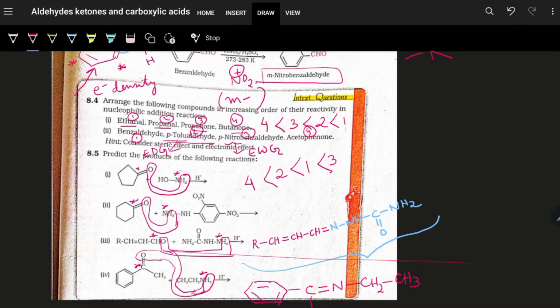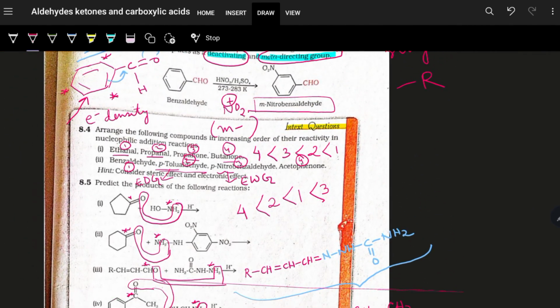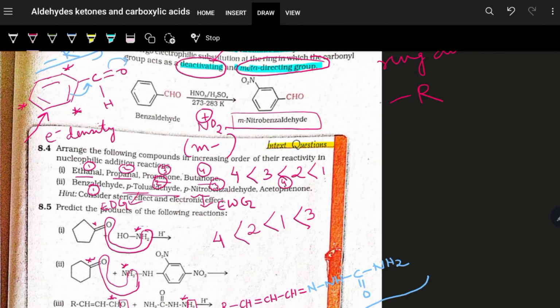So today's elaborate discussion is till this, and I think I could plunge into the basic concepts of the chapter of chemical reactions of aldehydes and ketones. Please explore. The more you explore, the more you learn, and learning is a continuous process.